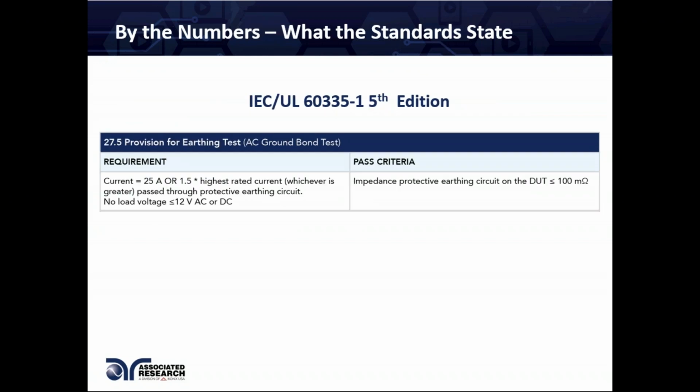Another example from the 60335 standard provision for earthing tests. Again, a different term being used for the same test. If you look at the requirements, pretty much the same as the previous one. So anytime you see something along these lines, these kind of numbers, you can tell this is a ground bond test that the standard is talking about.